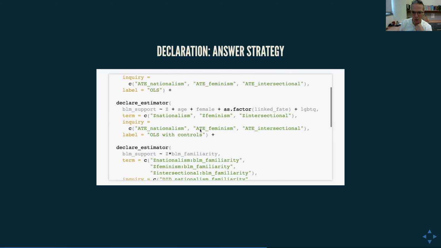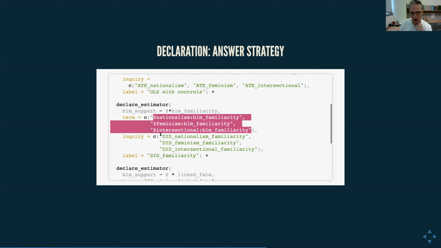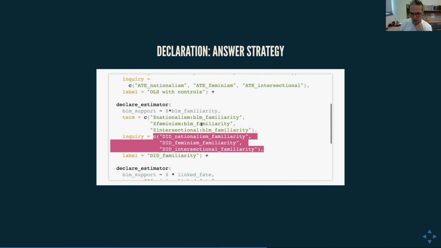Okay, now we want to know with controls. So we're going to control for age, gender, linked fate, LGBTQ status. And then we're still going to obtain these coefficients, which are going to be linked to those. Now we want to get the interaction terms according to familiarity. So these interaction terms correspond to these inquiries.